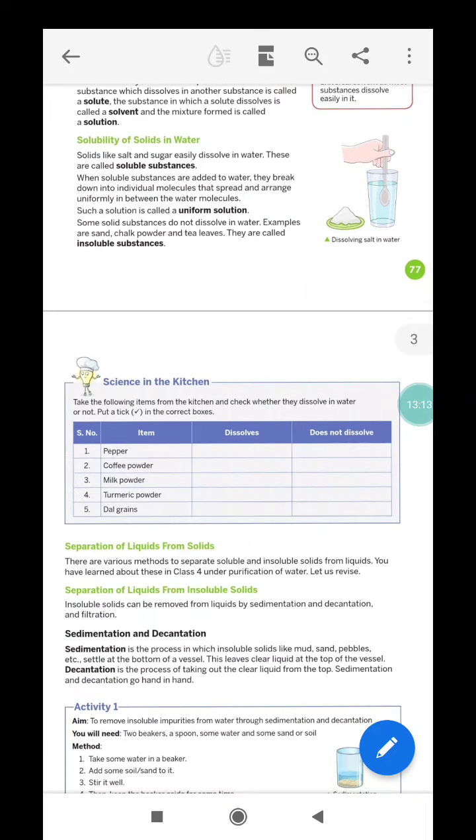So one activity is there, science in the kitchen. Take the following items from the kitchen and check whether they dissolve in water or not.